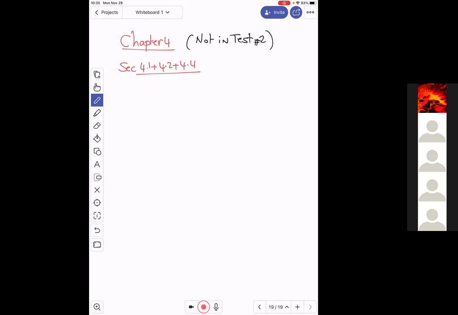Let me start with the definition of an angle. What's an angle? Well, an angle is formed by 2 rays that have a common vertex.